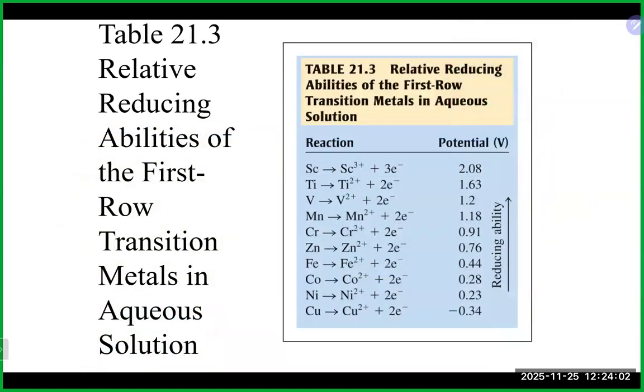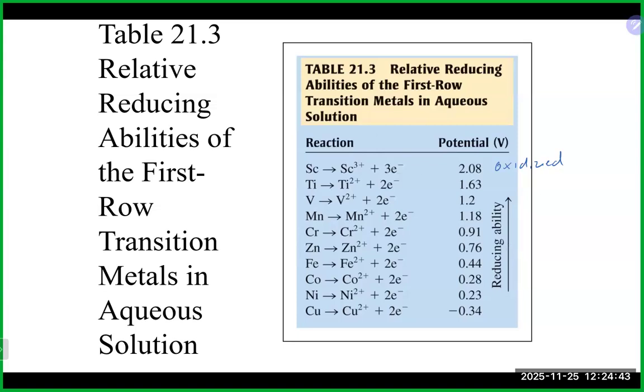This is our relative reducing abilities of our first row transition metals and our potential here. And you can see reducing ability increases. And reducing ability means that it is going to be oxidized, right? And you may be saying to yourself, that doesn't make sense based on what we just talked about in the last chapter, because my SRP value that is more positive should get reduced, right? And if this is a better reducing agent, it's getting oxidized, it looks a little backwards to you.